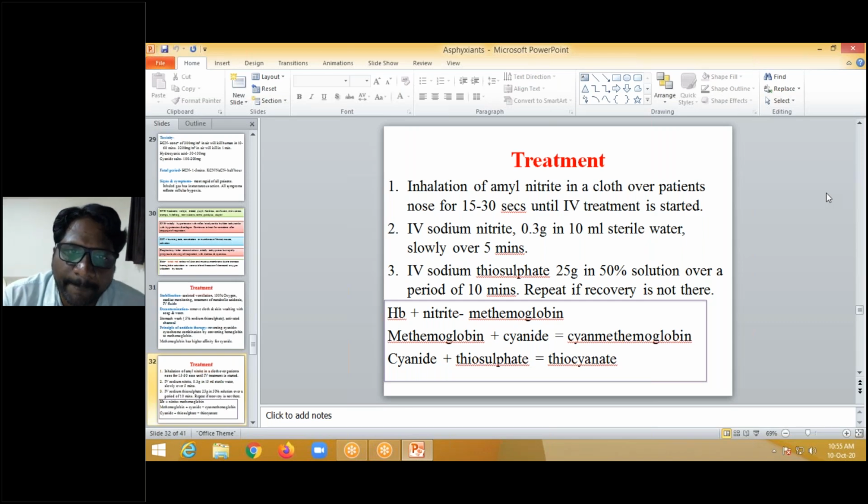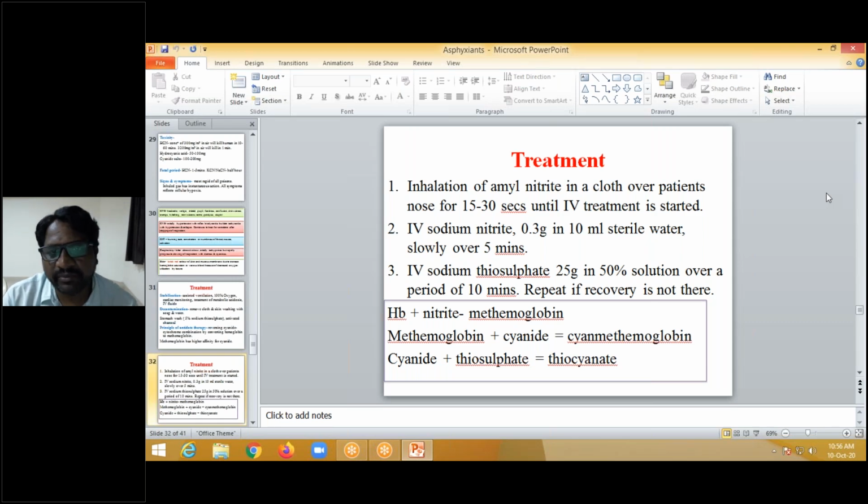See here, remember the entrance question: what is the antidote for cyanide poisoning? That is amyl nitrite, you have to remember first. Amyl nitrite is one of the antidotes for cyanide poisoning. And the remaining treatment is sodium nitrite and sodium thiosulfate. See, hemoglobin combined with the nitrites forms methemoglobin. Methemoglobin has a high affinity towards the cyanide which is available in the blood, from the person's exposure.